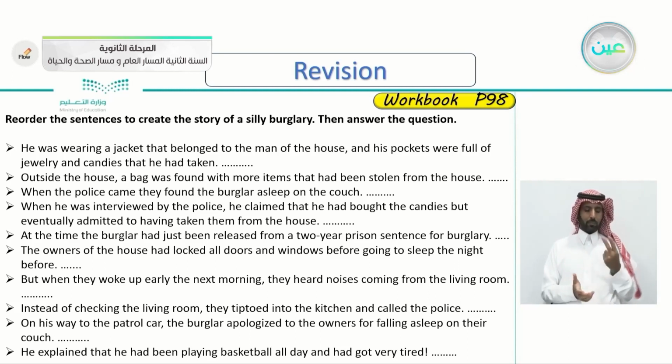The second sentence: outside the house, a bag was found with more items that had been stolen from the house. The third sentence: when the police came, they found the burglar asleep on the couch. The fourth sentence: when he was interviewed by the police, he claimed that he had bought the candies, but eventually admitted to having taken them from the house. The next sentence: at the time, the burglar had just been released from a 2-year prison sentence for burglary. Next, the owners of the house had locked all the doors and windows before going to sleep the night before.